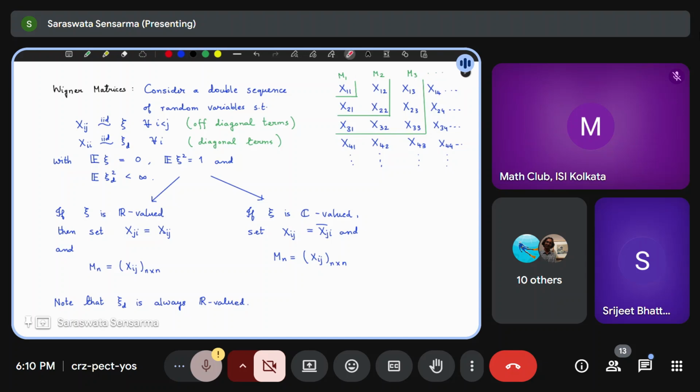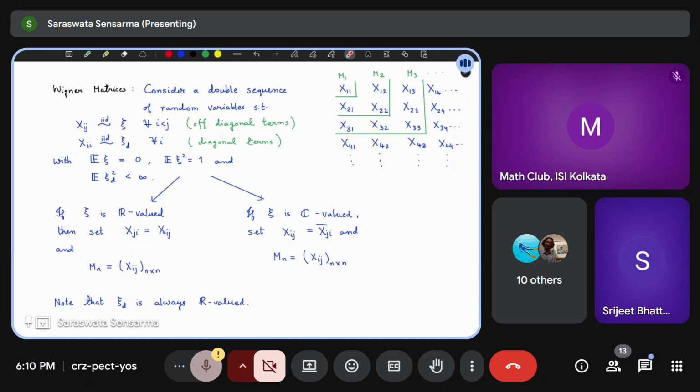Since Wigner was studying Hamiltonian operators, which are by definition Hermitian, because the eigenvalue, which is the energy, has to be a real number, the assumptions he made were as follows. There are two cases. If xi is real valued, then we sample the upper diagonal and make them equal to the lower diagonal, so x_ij equals x_ji. This was a condition laid out by Wigner. On the other hand, if we want to take xi to be a complex valued random variable, we can just take the conjugate, x_ij equals x_ji bar, for the lower diagonal.